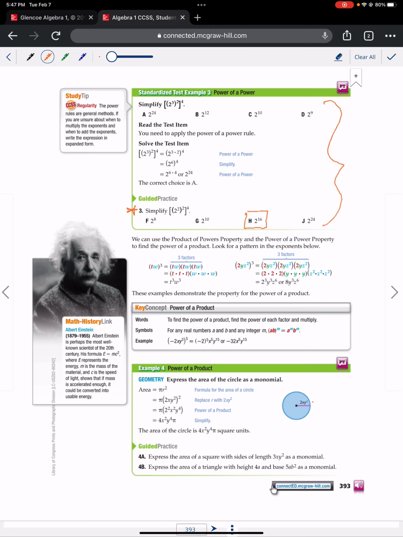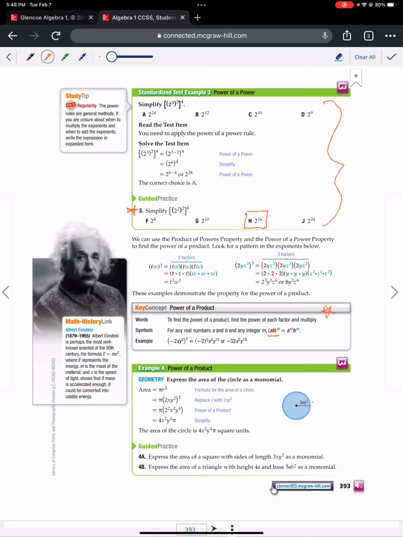So if you don't get H when you try it, then come see me and see why you didn't get H. Now the third and final part of this lesson is what's called a power of a product. So we had product of a power, we had power of a power. Now we're going to reverse that first one. Instead of product of a power, we're going to have power of a product.